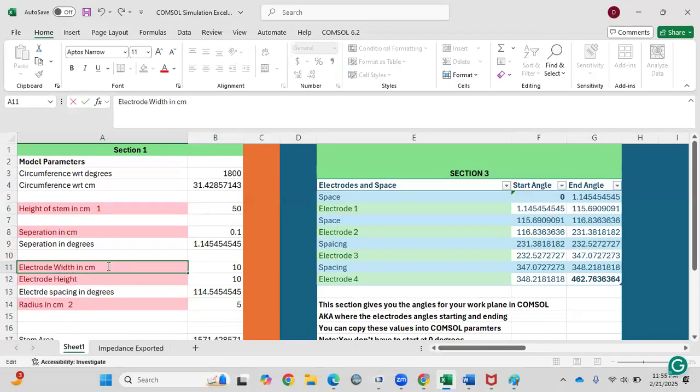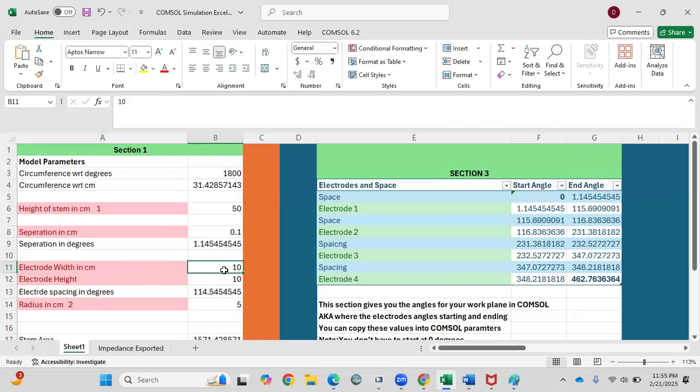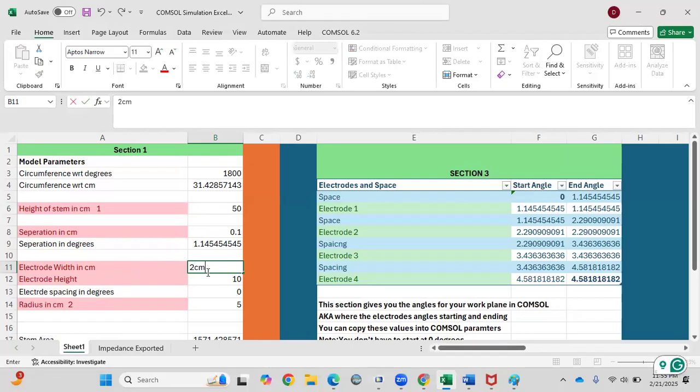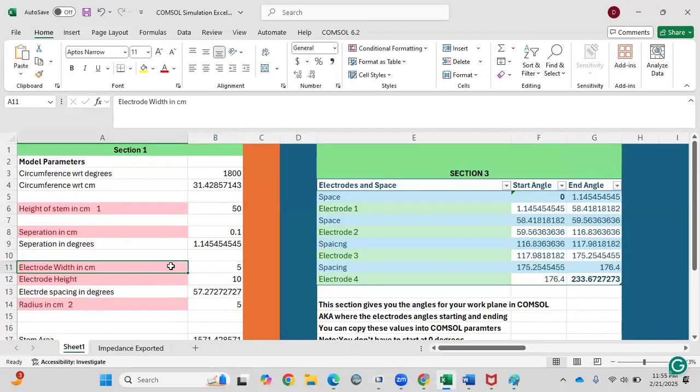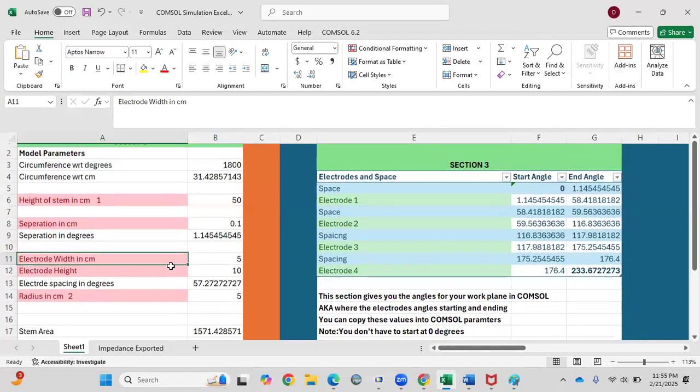So kind of weird word to say, and the width of it. So the width of it, remember, it cannot be too wide because remember, the circumference is 31. So you don't want it to be too wide. So you could say 2 cm electrodes, or if you want to get up to 5 and call it a day. But you will see why you have to be careful with this value, so that you cannot throw your answer.